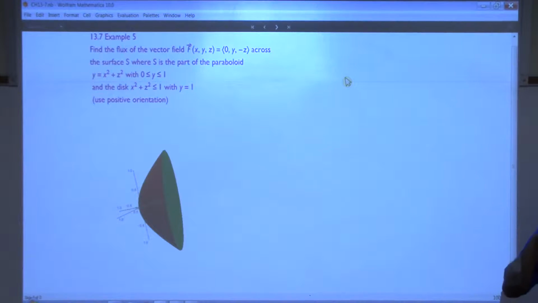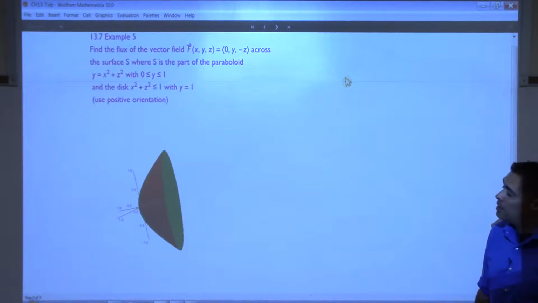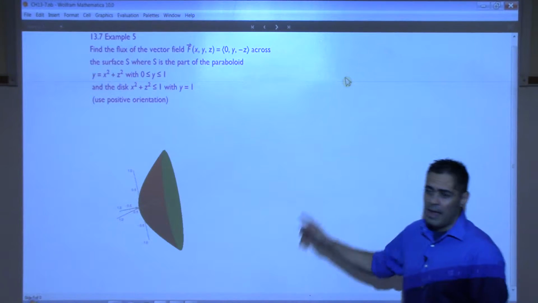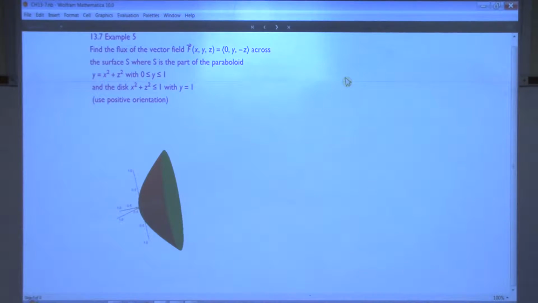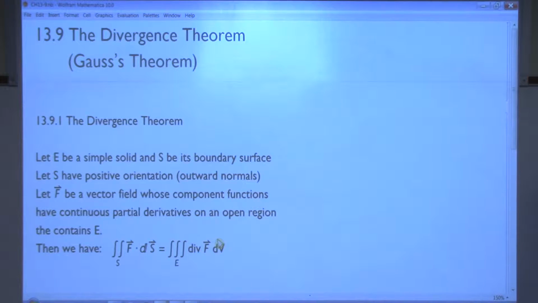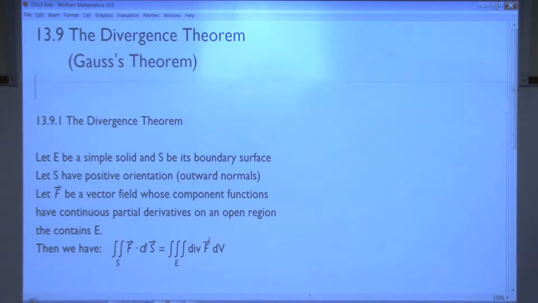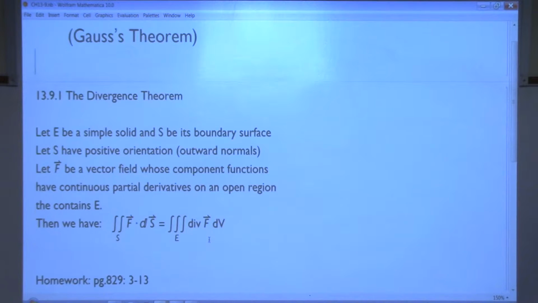This is directly out of the book, almost word for word out of 13.9. It's the theorem on the page in 13.9. I'll post it up here. So let's see. It's the almighty divergence theorem, also known as Gauss's theorem. And here's what it says.